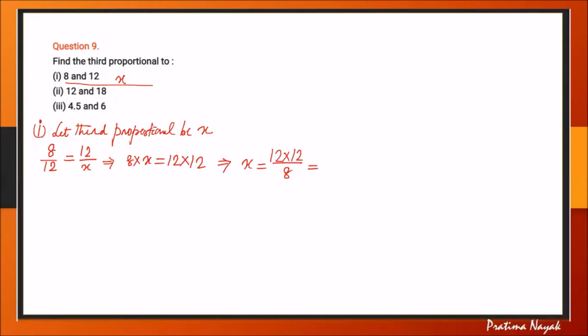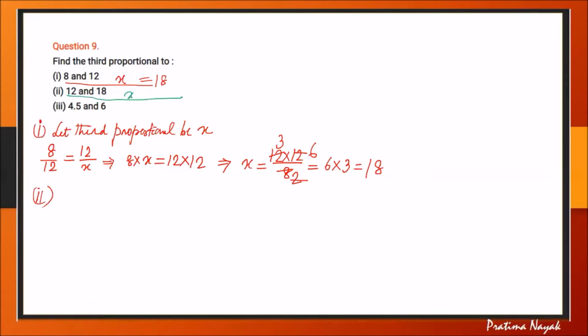So cancel now. 4 3 times, 4 2 times, 2 here 6. So 6 multiplies 3, it will be 18. So the answer is, third proportional of this question is your 18. Come to second part. Second part is 12, 18.